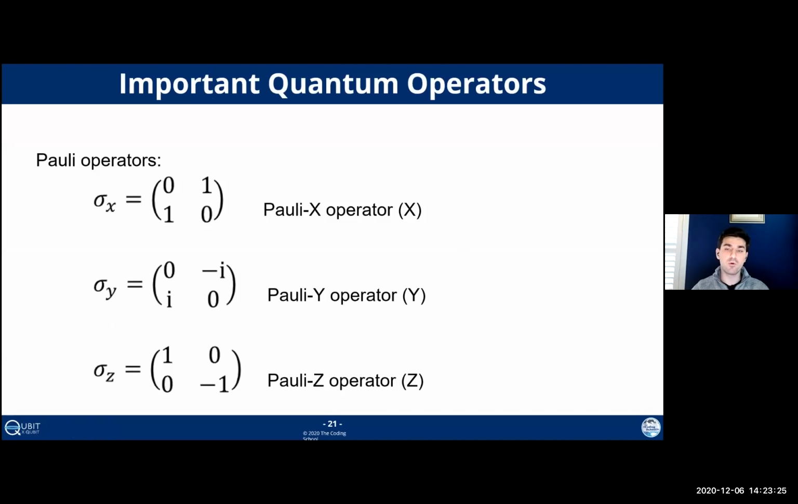Some important quantum operators are the Pauli operators. There are 3 of them. There's a Pauli X operator, which has a matrix representation that looks like that.